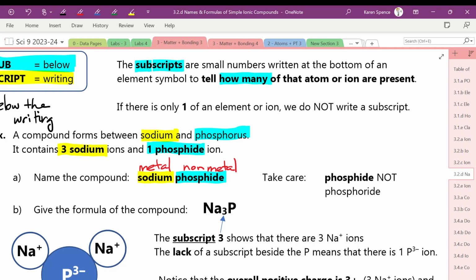Now, if we want to write the formula for the compound, there are 3 sodiums, so we put a little 3 down beside the sodium, Na3. That means there's 3 sodium atoms or ions. And there's only 1 phosphide, and if there's 1 of something, we don't write a subscript if there's only 1.